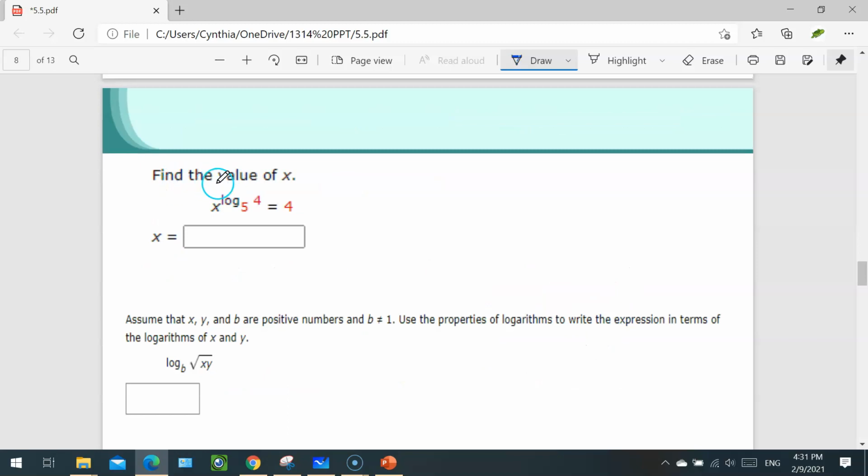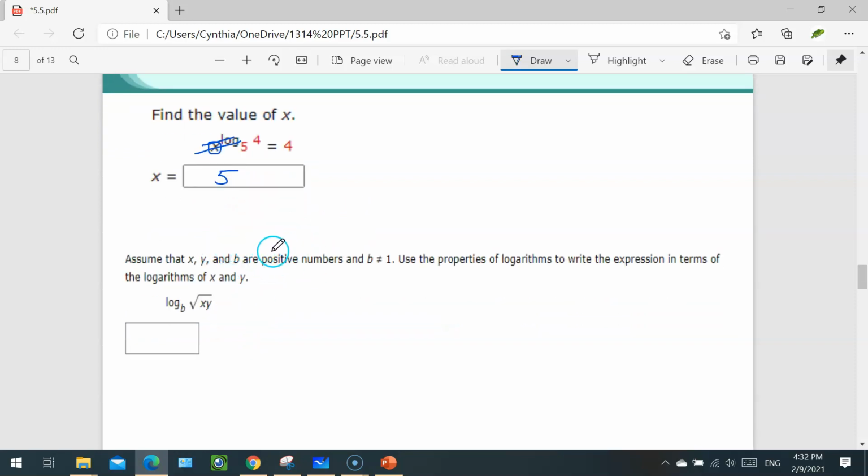Now we do some practice from your homework question. Find the value of x. The equation gives us x to the power log base 5 of 4 is equal to 4. So that means this x value must have the same base number as the logarithm, and then they cancel out so that you will get a 4 by the end. So apparently the x value must be 5.